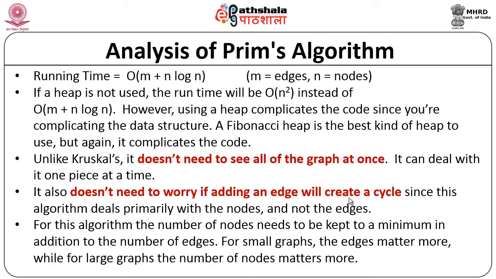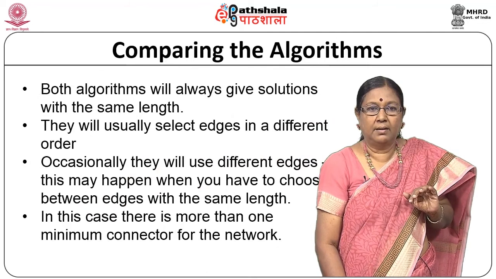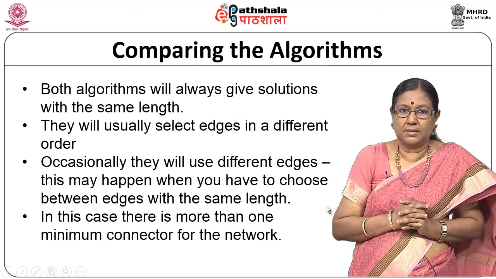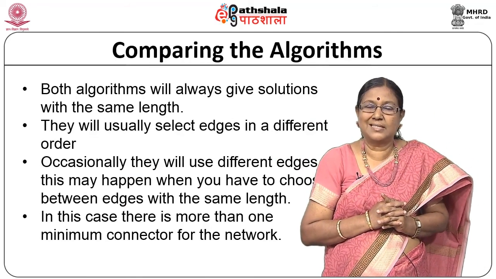The second issue is you do not have to worry about the cycle issue at all, because here we are not adding an edge, we are adding a node. But essentially the node and the edge connected to it, but still you do not have to bother about cycles. And for this algorithm to work better, in the previous Kruskal's algorithm we said it works better when the number of edges is minimum. Here the number of nodes also has to be kept to a minimum. For small graphs it is the edges that matter, for larger graphs it is the number of nodes that matter. And when you compare the two algorithms, both will give solutions with the same length.